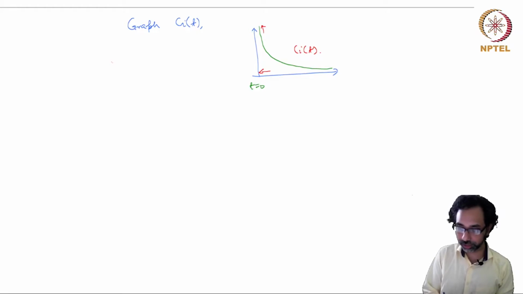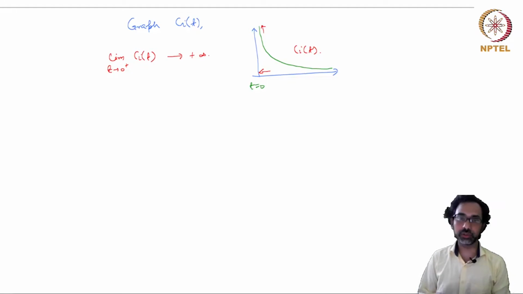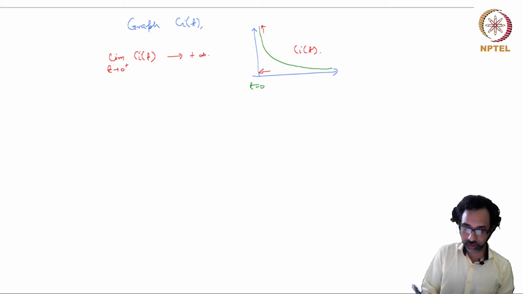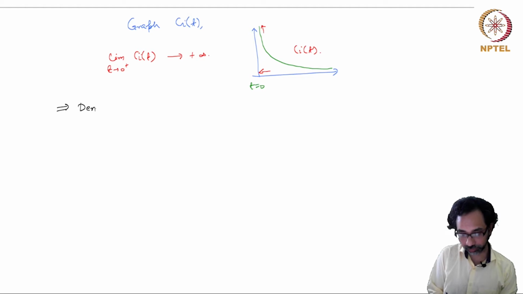So we see that the limit as t tends to 0 plus of Ci(t) goes to plus infinity. So it's not a finite value, and therefore it's not a piecewise continuous function near 0. And we have to be careful using our formulas when these kinds of functions appear, because you cannot use, for example, the derivative theorem. So this implies that the derivative theorem cannot be applied to this function.